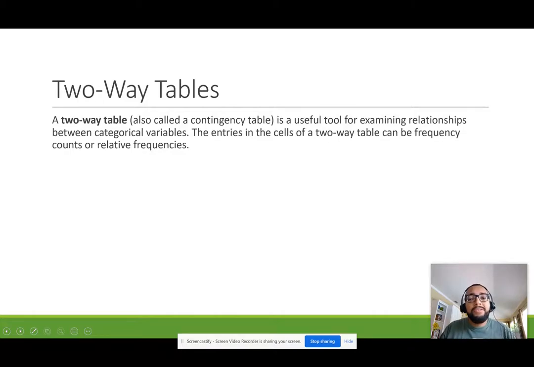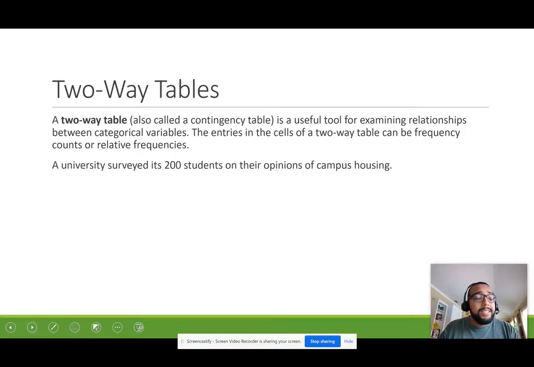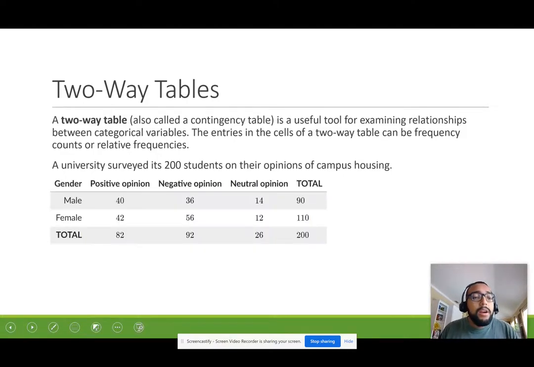But you can use it to examine relationships between categorical variables. So the entries can be frequency counts or relative frequencies, all right? And we'll see an example of both. But for right now, let's see this example. A university surveyed its 200 students on their opinions of campus housing. So we have here the different genders, male and female, and 3 different opinions: positive opinion, negative opinion, and neutral.